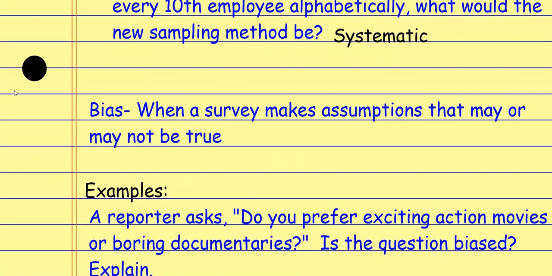The next thing we're going to talk about is bias, okay? When a survey makes assumptions that may or may not be true, all right? And this is one we have to be really careful of when we're creating surveys or even creating survey questions. This is a big one. We want to make sure that the questions aren't biased, because if the question leads people to answer a certain way, then our data becomes invalid. And that's what all this stuff is about. It's about making sure that the data we collect is going to be valid, all right? Because if the data is not valid, it doesn't matter what we do with the numbers after that.